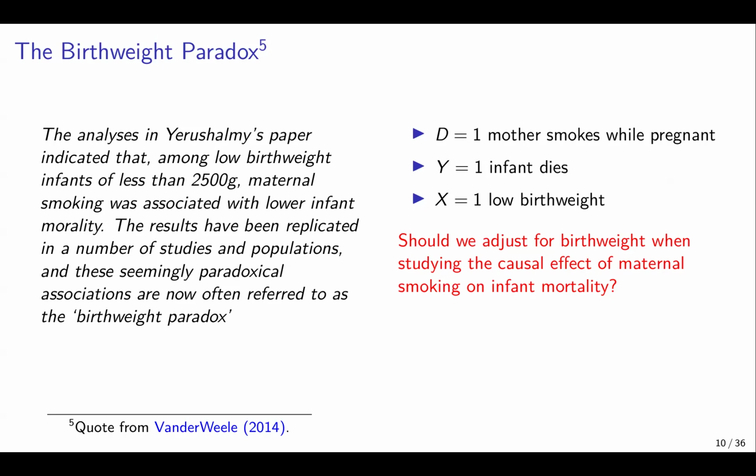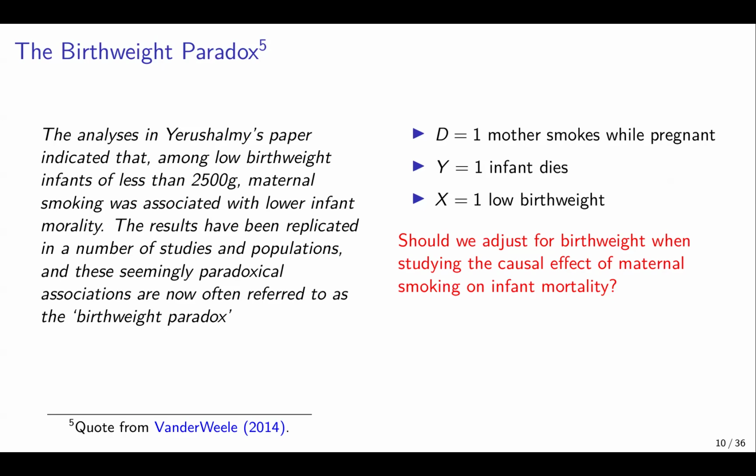The results have been replicated in a number of studies and populations, and these seemingly paradoxical associations are now often referred to as the birth weight paradox. So let me give you a stylized version of this example on the right-hand side of the slide. Let's let D equal 1 if a mother smokes while pregnant. Let's let Y equal 1 if the infant dies, and let's define X to be 1 if the infant is low birth weight.